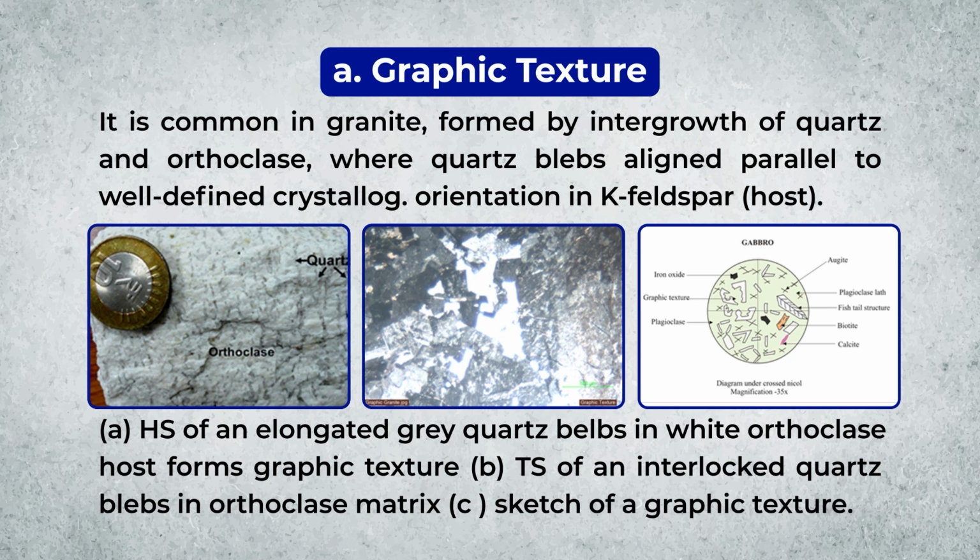In hand specimen, quartz can be seen as blebs, and in thin section, interlocked quartz blebs in an orthoclase matrix. C is almost the same, a sketch of a graphic texture where there are two quartz grains, and in between these two quartz grains you get the interlocking of the orthoclase crystals.